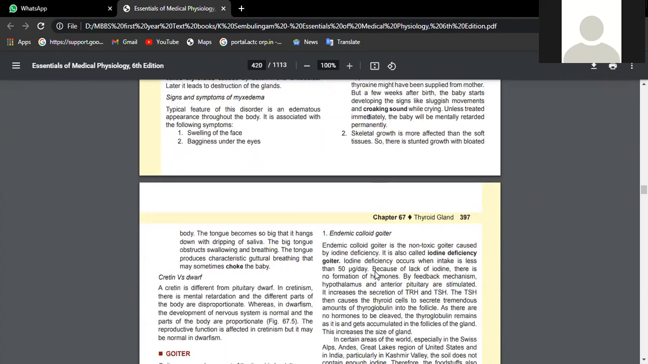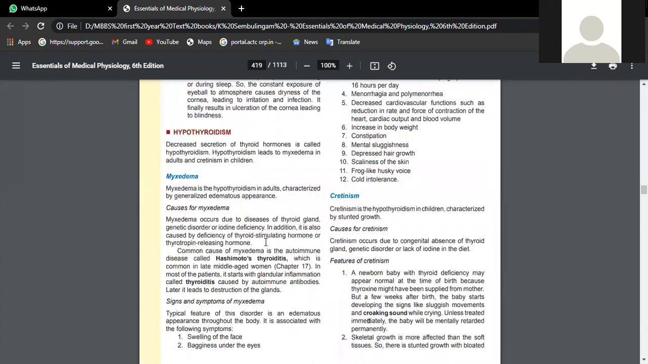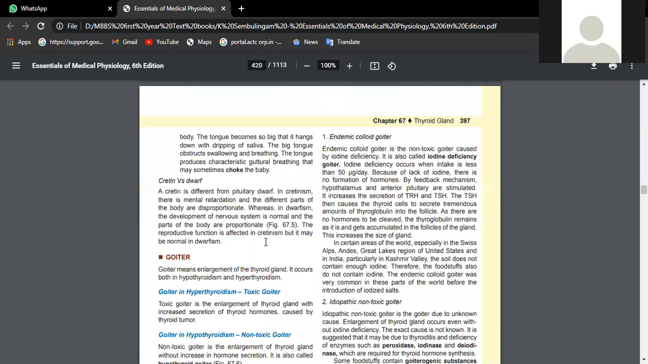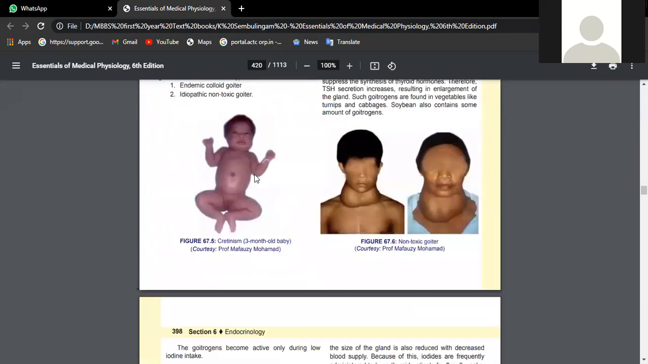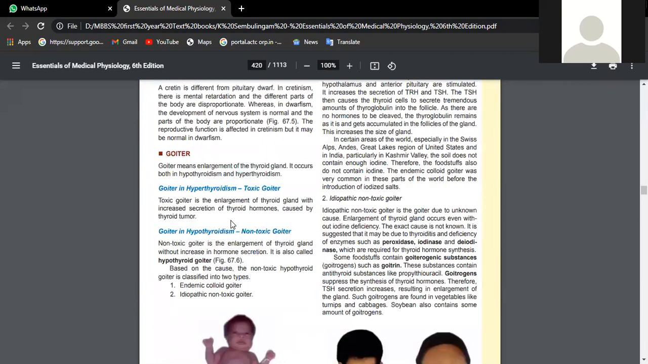Skeletal growth is also affected. So stunted growth, body is bloated. There is one very good picture you can look into. The baby will be looking like this. This is a cretin child. Okay, growth retardation. This is a 3 month old baby.